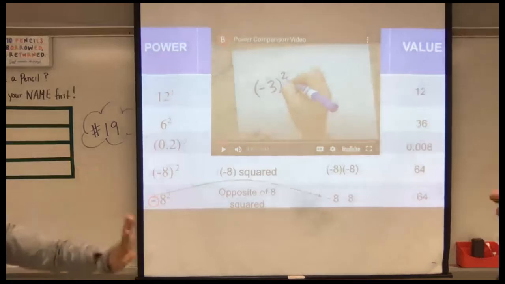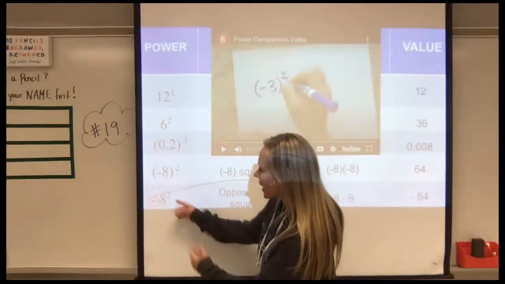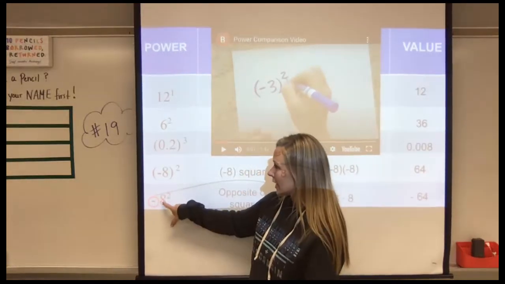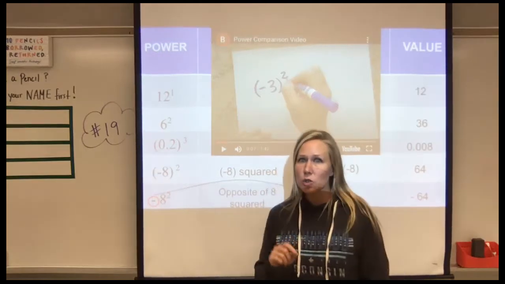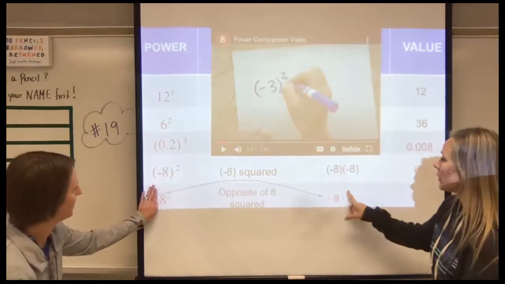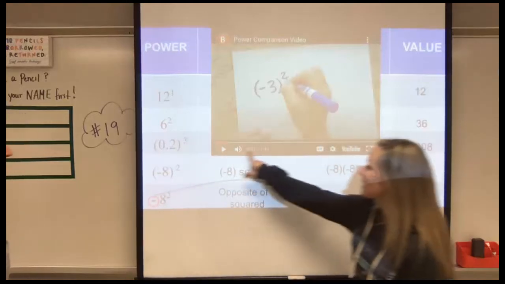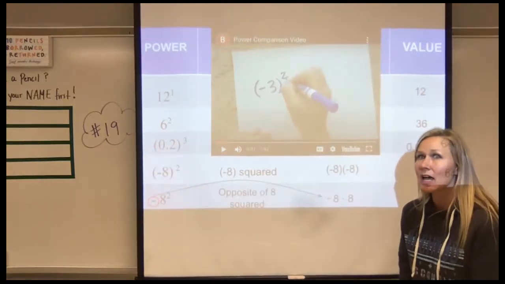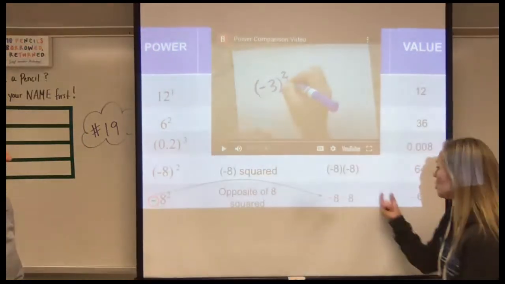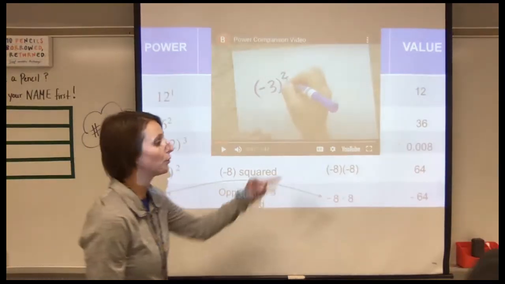Can you run that by them one more time, Mrs. Johnson, how this worked? Okay, so here we would read it as the opposite of 8 squared, or we could say the opposite of 8 to the second power. Now, because the 2 is only touching the 8, we're only squaring the 8. So we would do 8 times 8. But we can't forget that we want that opposite in the front of our answer. So 8 times 8 is 64. We're really just going to take that negative and put it right in front of the 64. Perfect. And I know that the opposite of 64 would be negative 64.